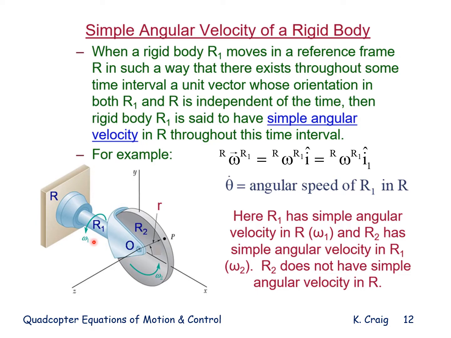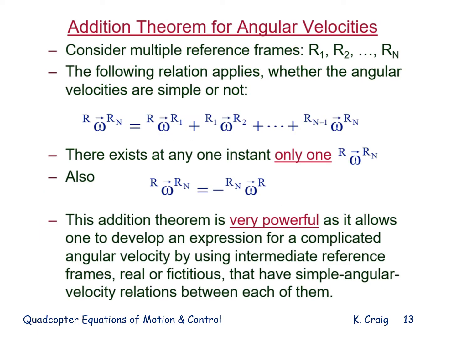as omega 1. So here, R1 has simple angular velocity in R, omega 1, and R2 has simple angular velocity in R1, shown as omega 2. But R2 does not have simple angular velocity in R. So how do we determine the angular velocity of R2 in R? We use a very powerful theorem called the addition theorem for angular velocities.